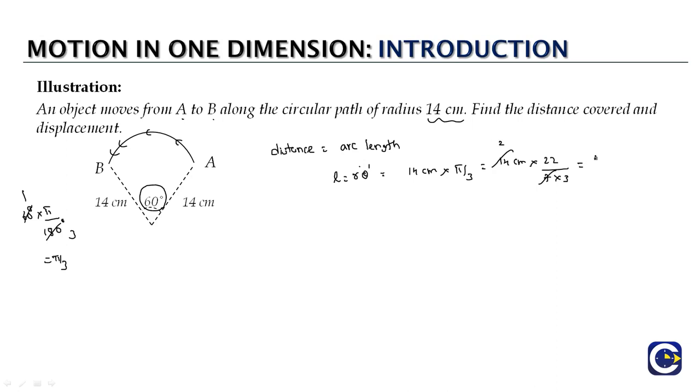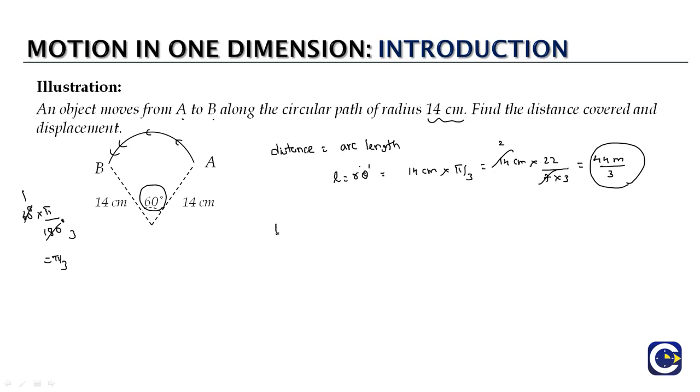So finally what we'll be having is 44 by 3 centimeters. So this is the distance covered. If you want, we can even get the value in decimal places.